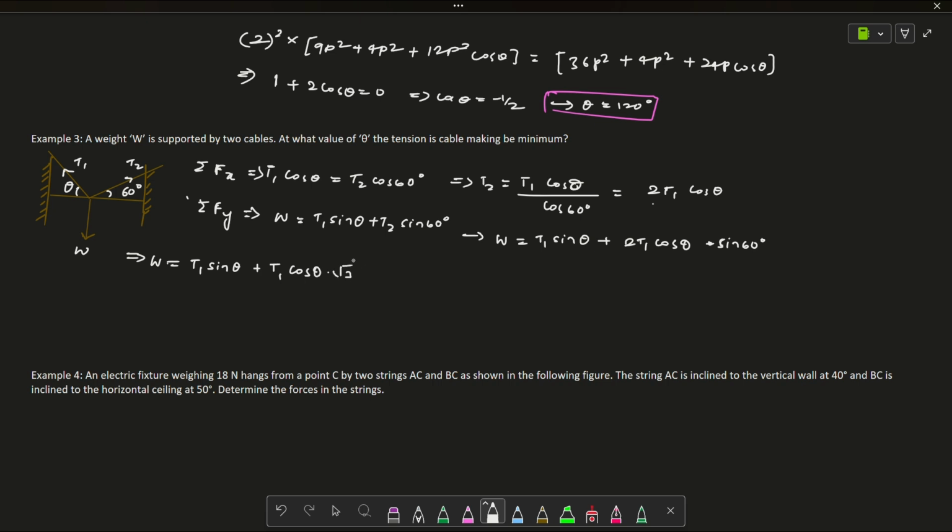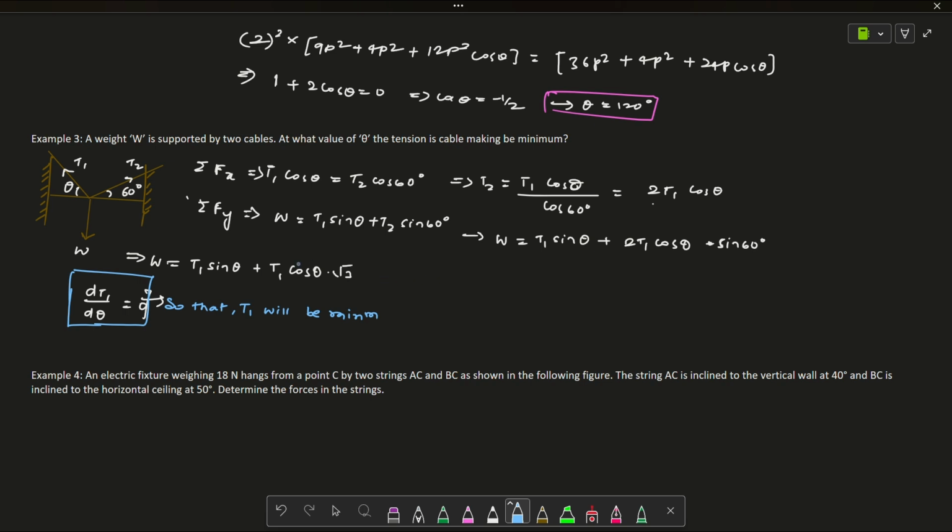Now we have to find a value of theta such that t1 should be minimum. So we will equate dt1 by d theta to 0, so that t1 will be minimum. This is the older concept that we have studied in our school days, in the higher classes like 11th and 12th, that for a minimum value the differentiation should be equal to 0. I'm not going to explain that in much detail here.